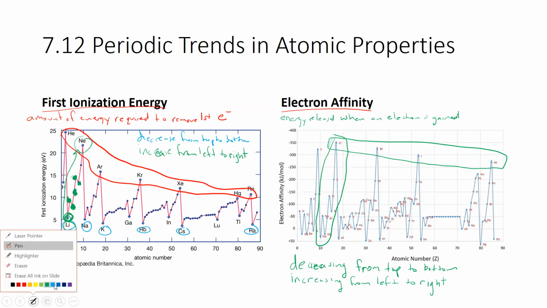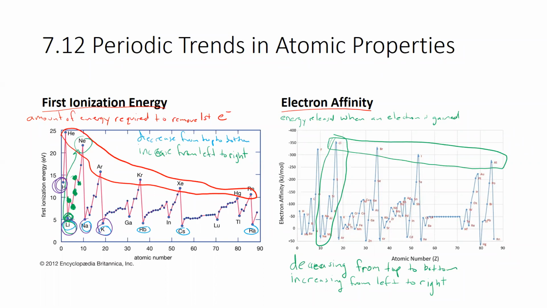If I go back to the ionization energy chart and consider that first group, here's hydrogen way over here, and hydrogen's above lithium, sodium, potassium, so there's a decrease from top to bottom, and actually hydrogen's is pretty pronounced. It takes considerably more energy to remove the electron from hydrogen than it does from lithium, sodium, potassium, in that order, right?